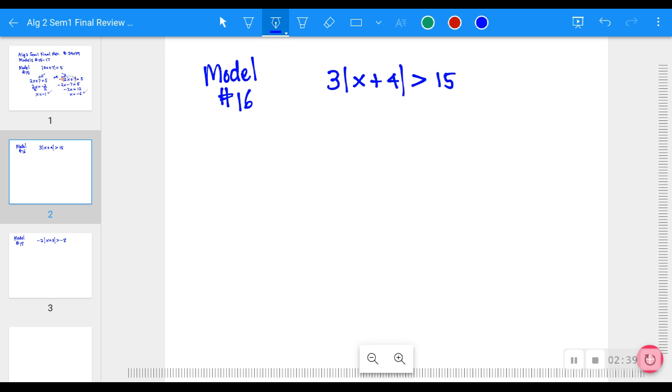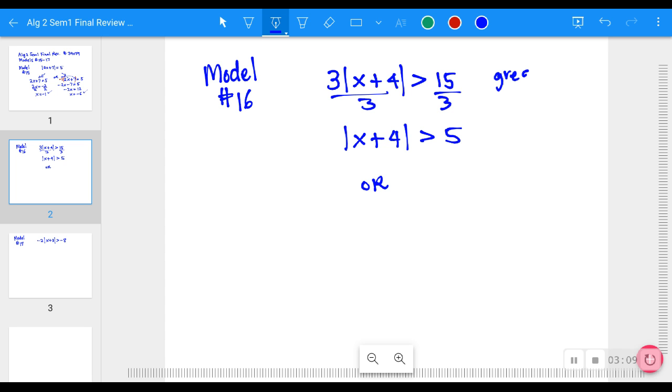Okay, an absolute value inequality. There's two types here. First, you have to get the absolute value part by itself. So you can't distribute that 3. You have to divide by 3. Okay, when you get down to this stage, if you've got a greater than sign, you're going to use or when you split it up.